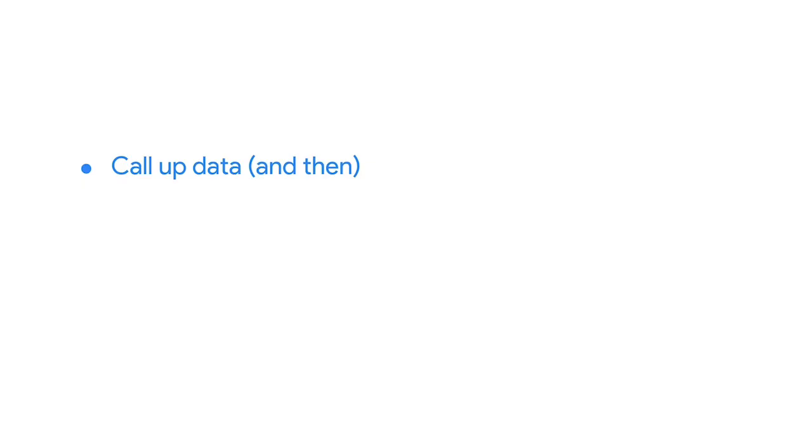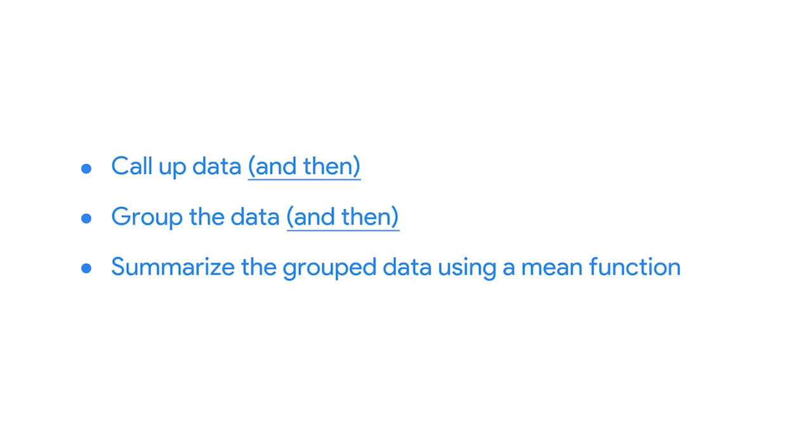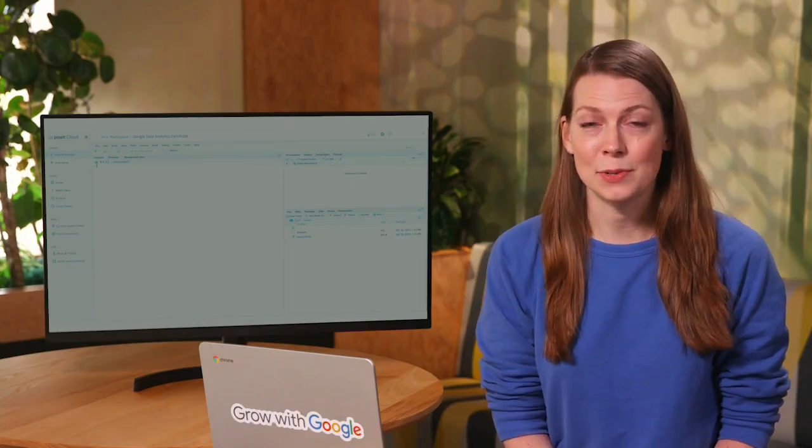Say you've got sales data and you need to find the mean or average. You can create a pipe by calling up the data and then grouping the data and then summarizing the group data using a mean function. Let's check out an example.